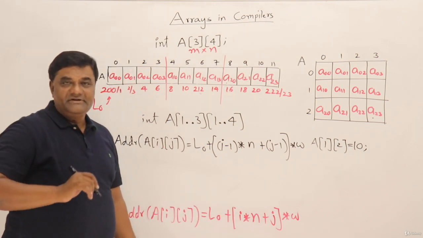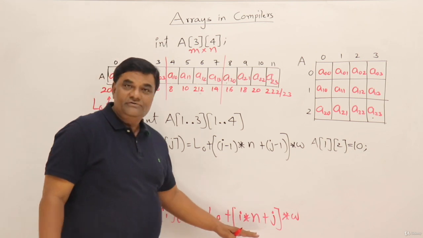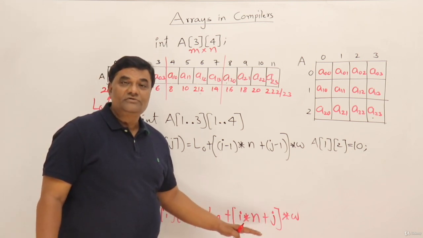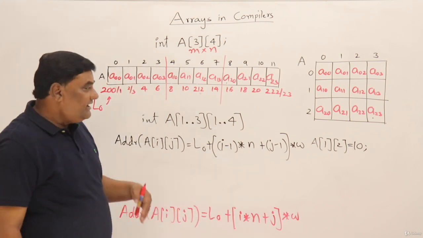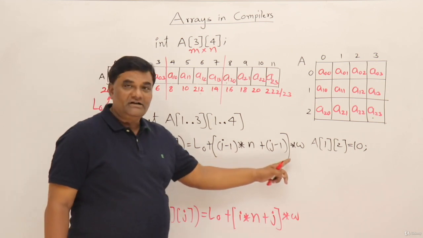See, in C++, array indices start from 0 only, so C++ uses this formula. C language and C++ language follow row major representation and they use this formula. But if any language allows indices from 1 onwards, then it has to use this formula.